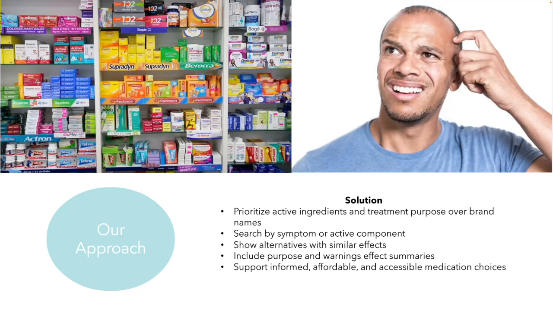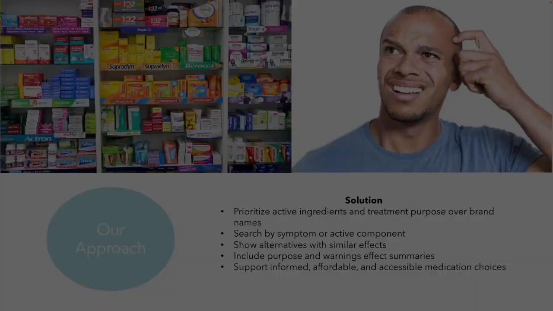Our approach was inspired by real-life experience, like going to the pharmacy and being told, sorry, we don't have the brand. So we built our app to guide users through those situations. Instead of focusing on brand names, we focus on what actually matters: the active ingredient, treatment purposes, and side effects. Our tool allows users to search for medication based on symptoms or active component and then see a structured summary of alternative options. So the goal? To make medication search more accessible, more affordable, and help people make informed decisions.